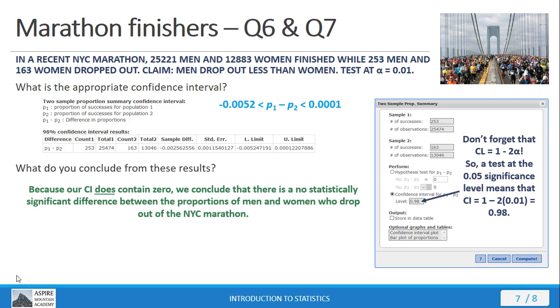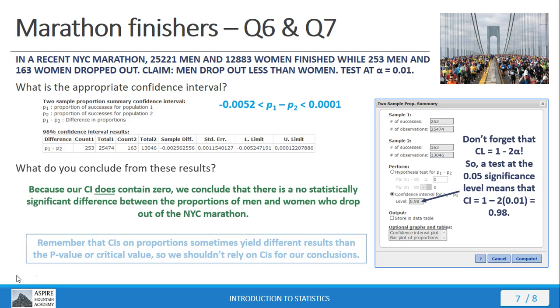So because 0 is inside our confidence interval, we must conclude there is no statistically significant difference between the proportions of men and women who drop out of the New York City Marathon. Notice here in this instance we reach the same conclusion as the hypothesis testing. That's not always the case with proportions, okay? So you have to be careful when you're looking at CIs with proportions, because sometimes they give you a different result. Here they give us the same result.